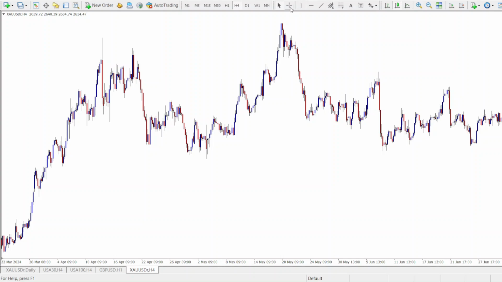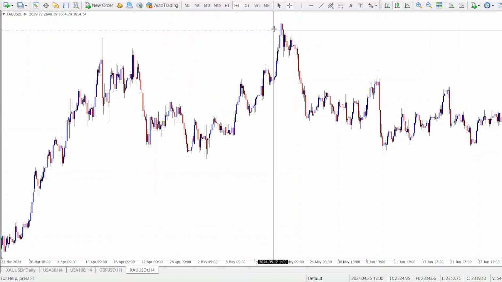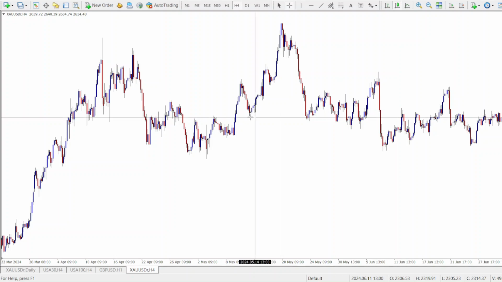Now, in this example, we can see a head and shoulders pattern form right about here, because we have one peak here, a second peak here, and the third peak here, right?